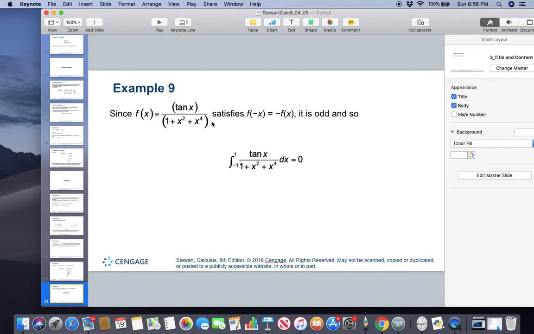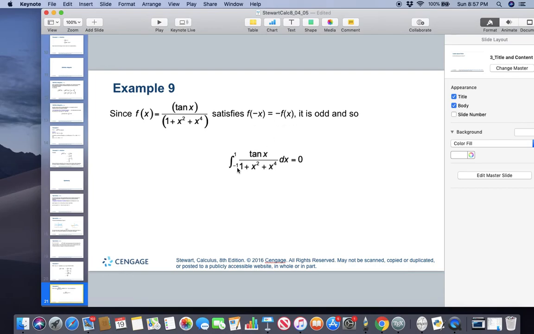If I try to find its integral, this is not an easy problem. In fact, I doubt I can even find the integration. But I don't have to, because it is odd, negative 1 to 1, the integral is 0. Okay? That's where this approach is very useful.